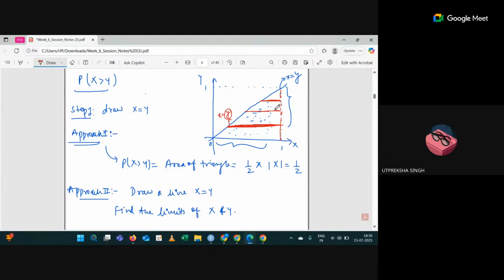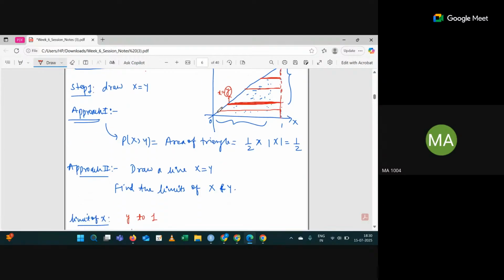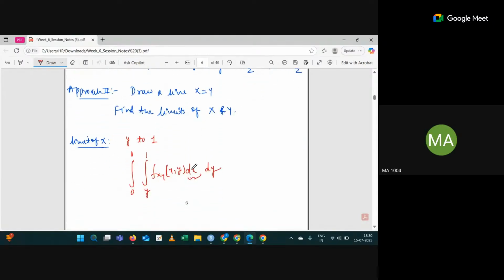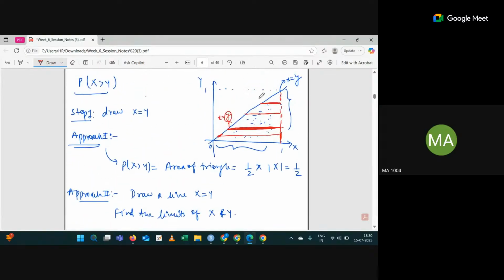Yes or no? Yes, sir. If you draw any line, you can see it is going from this line to this line. This line is y, and this line is 1. It's going from y to 1, right? What is the value of x here? y. What is the value of x here? 1. Yes or no? Absolutely. So in the 2D integration, the limit of x will be y to 1 and dy 0 to 1, right? There is no restriction on y.